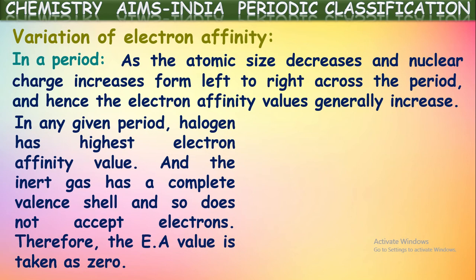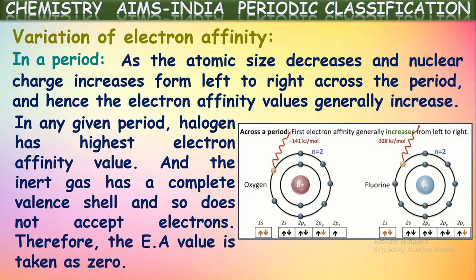And for inert gases, as they have completely filled valence shells, they do not accept any electrons. If there is no acceptance of electrons, there is no term like electron affinity. So we can say electron affinity values for noble gases are 0. Till then, they increase from alkali metals to halogens. So the halogen of a period will have the highest electron affinity value, and noble gases have 0 electron affinity.